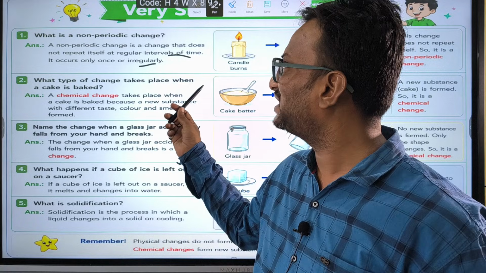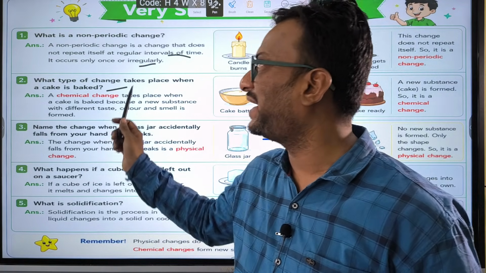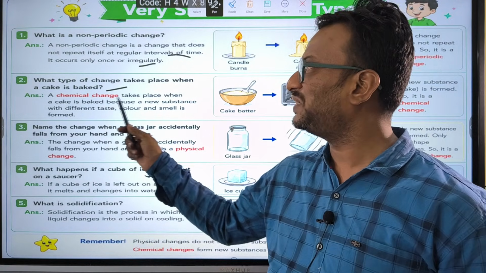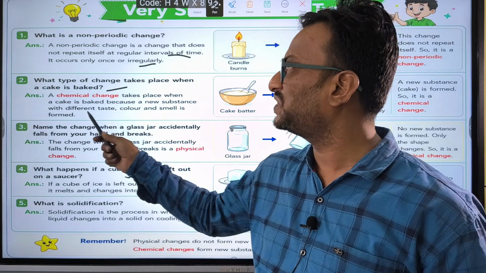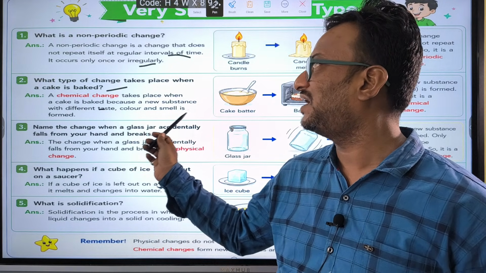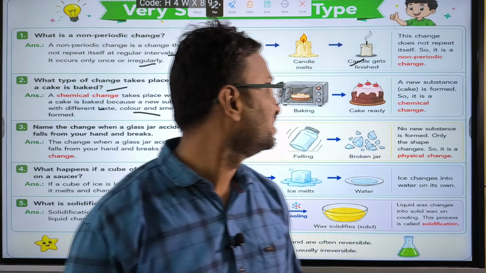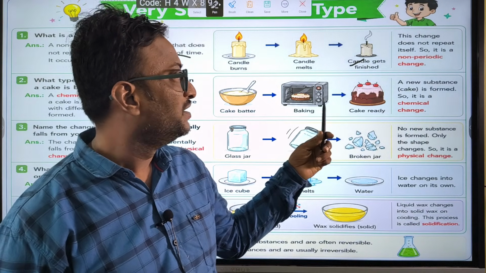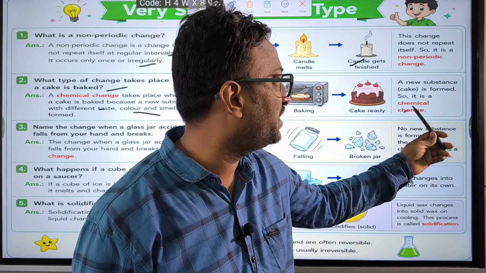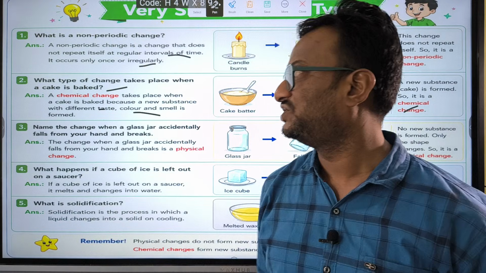What type of change takes place when a cake is baked? A chemical change takes place when a cake is baked because a new substance is formed with a different taste, color and smell. So a new substance is formed, so it is a chemical change.